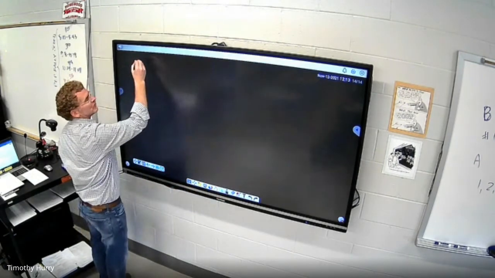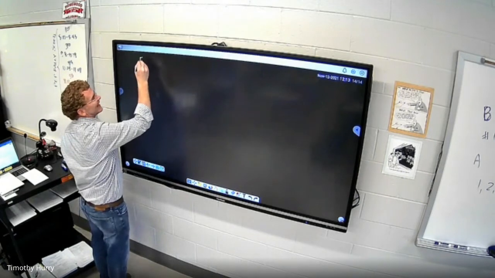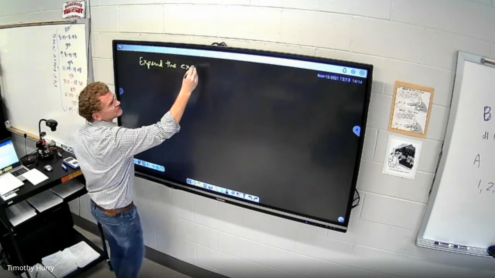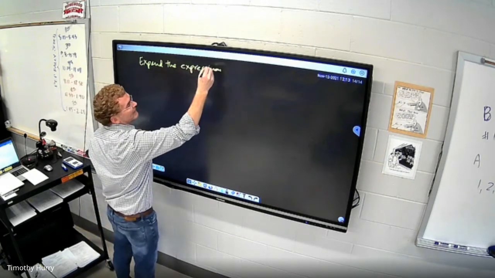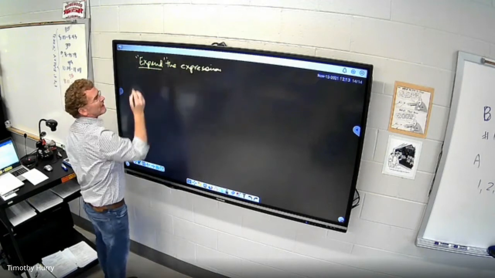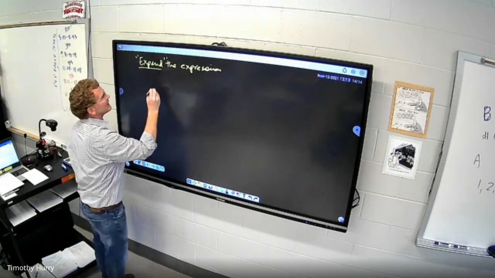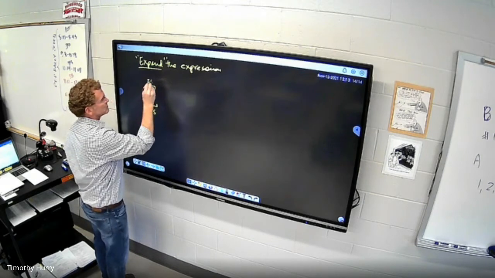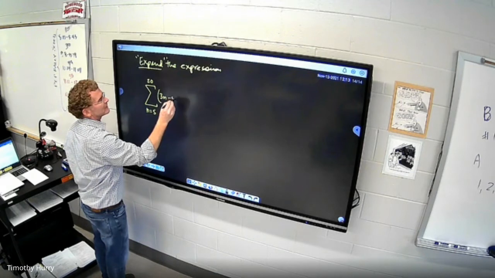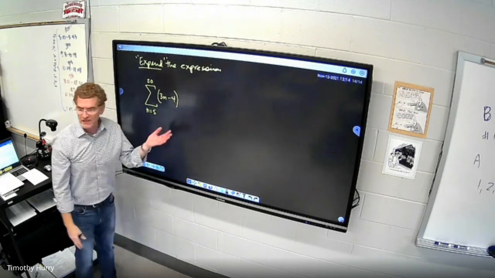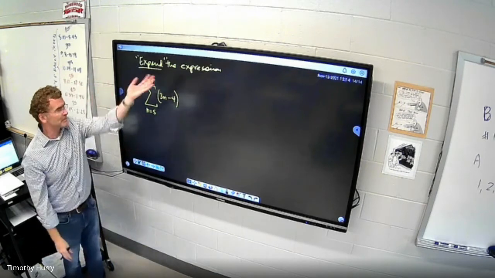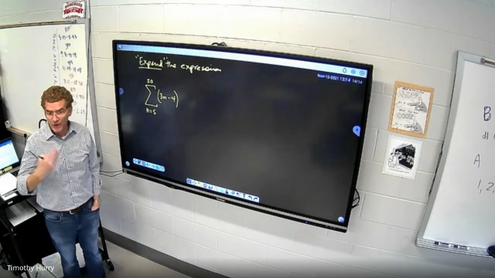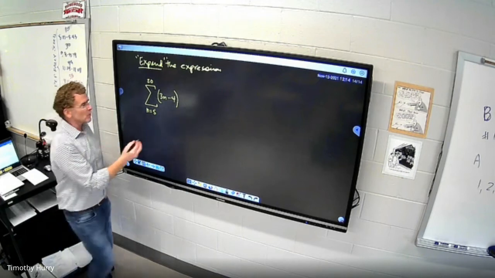The first question that you might be asked is expand the expression, expand the sigma notation. Maybe it'll just say expand, but look for that word expand. And you might see something like this: n equals 5 to 20, 3n minus 4. So you'll see an expression, and it'll just say expand. Now, if you see that, they want you to literally write out what this means. So what does this mean?